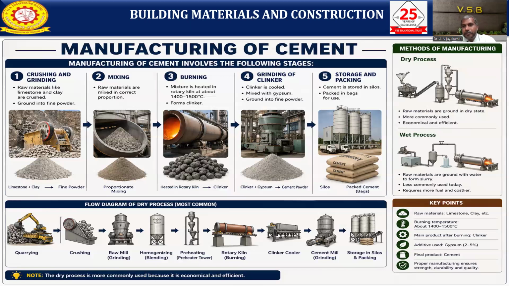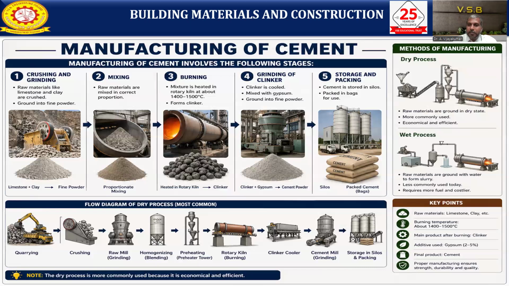There are two different methods of manufacturing cement: the dry process and the wet process. In the dry process, the raw materials are ground in a dry state. It is more commonly used during the manufacturing process. It is very economical and efficient.